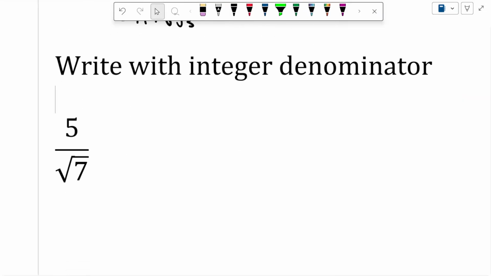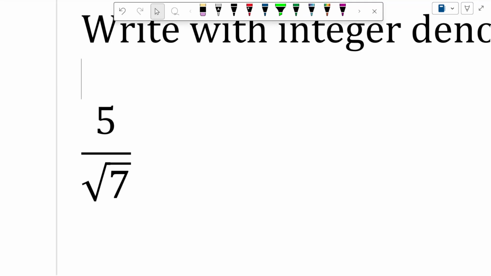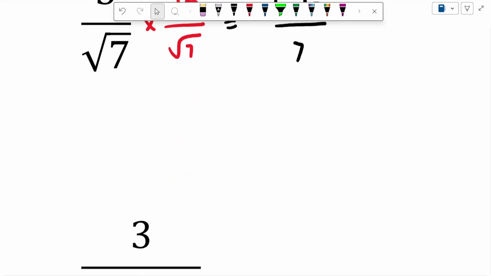All right, write with integer denominator. So that means no surds on the bottom. So this is 5 over root 7 normally, and your calculator can simplify it to this. The way that it's doing that, when you have a square root on the bottom, you just times by that square root on the top and the bottom. So you get 5 root 7 on the top, and you get root 7 times root 7 on the bottom.